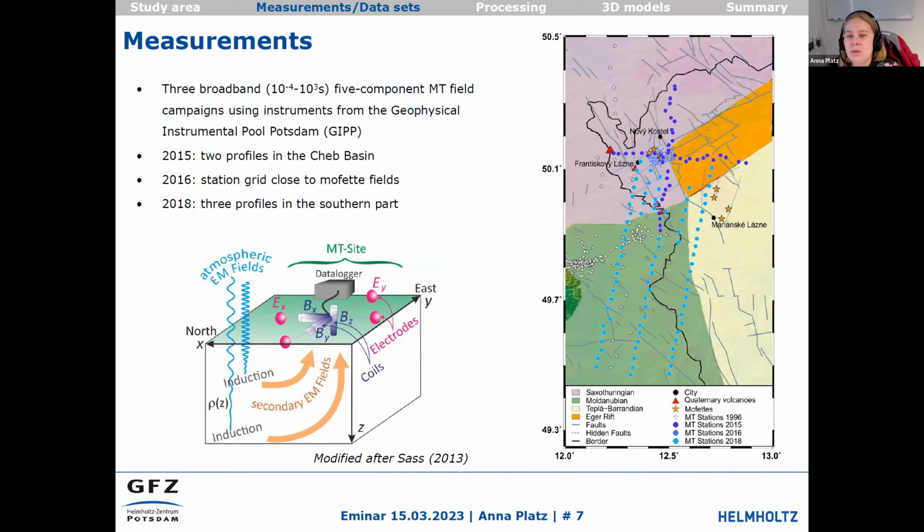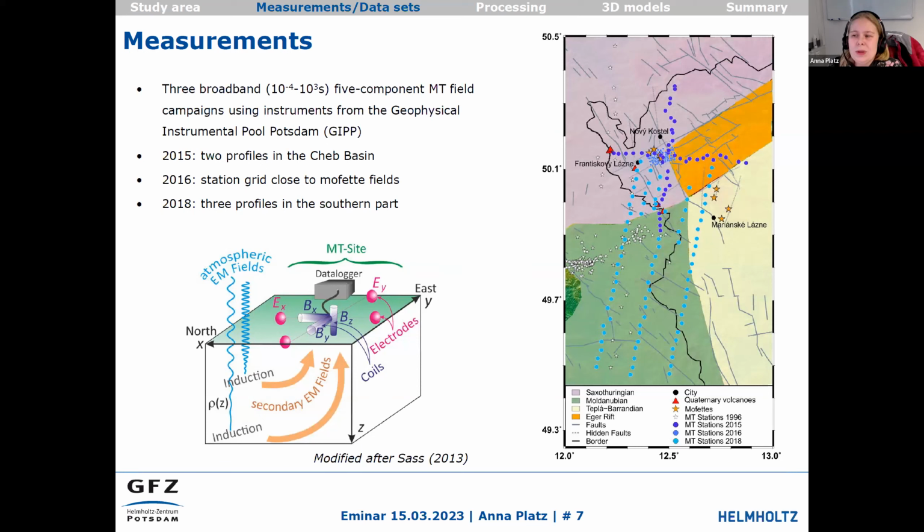In general, we tried to measure five-component MT fields for almost all stations in a very broad frequency range, from 10 kilohertz up to 1000 seconds. And for this, we normally measure data for three days at each station. In all of these field campaigns, we had no true remote station installed for remote reference processing, because at the GFZ we have a permanent remote site in Wittstock in northern Germany, and we tried to use this station.